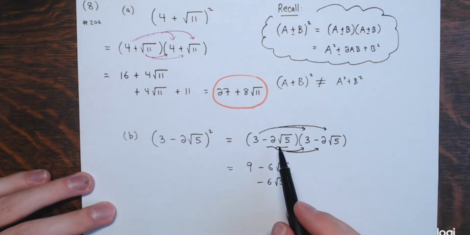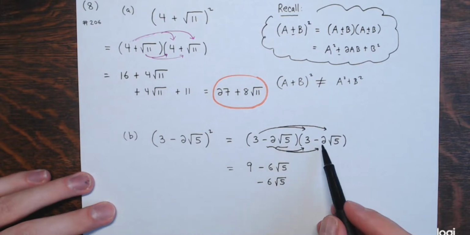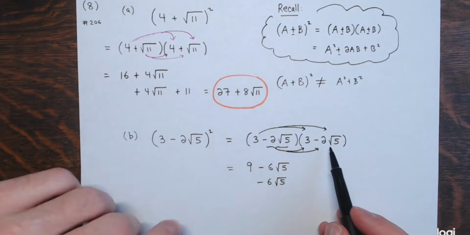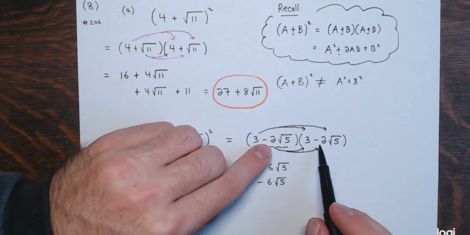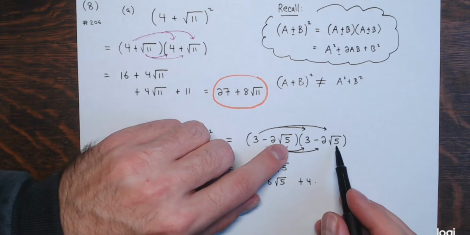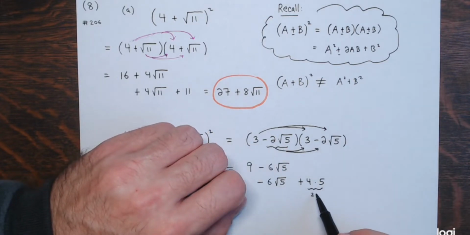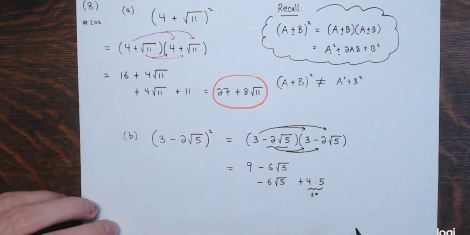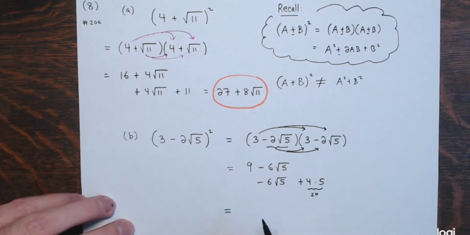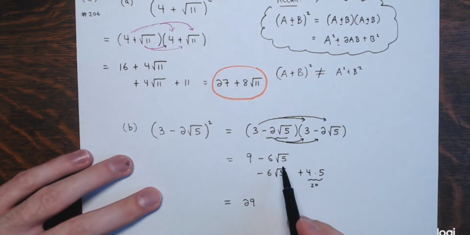And then negative 2 times the square root of 5 times negative 2 times the square root of 5, right? Multiply the non-radical factors. Negative 2 times negative 2 is positive 4 times, and then the square root of 25, which is 5. So this last term is plus 20. So putting this all together, 9 plus 20 is 29. And then the two radical terms put together would be minus 12 times the square root of 5.